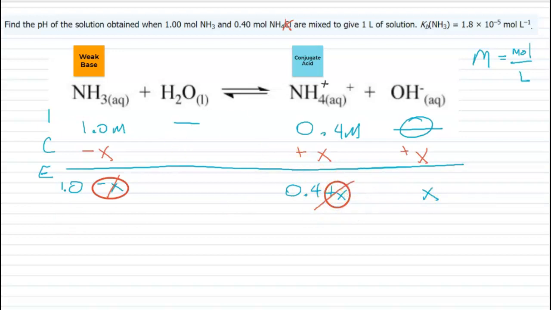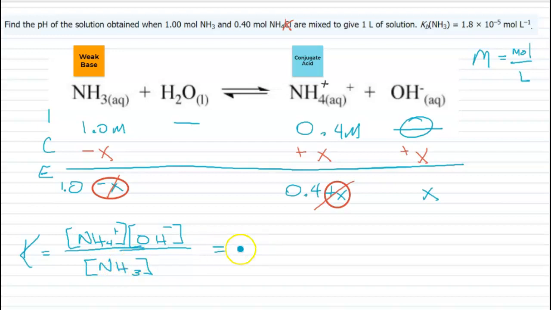And I'm going to put these into my Kb expression. So you can see up here at the top, we are given our Kb value for ammonia, 1.8 times 10 to the negative fifth. My Kb expression looks like this. So Kb is equal to the concentration of the ammonium, NH4+, times the concentration of hydroxide, OH-, over the original concentration of the ammonia, NH3.